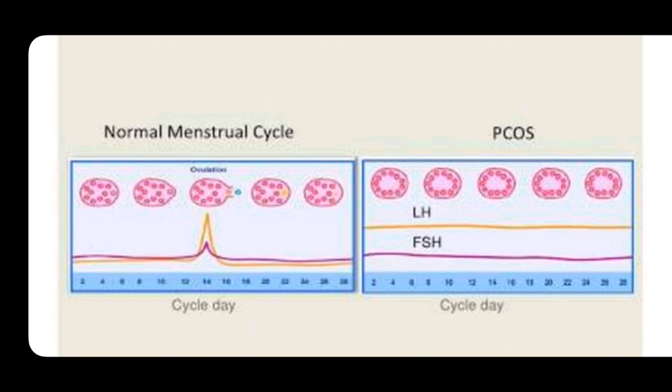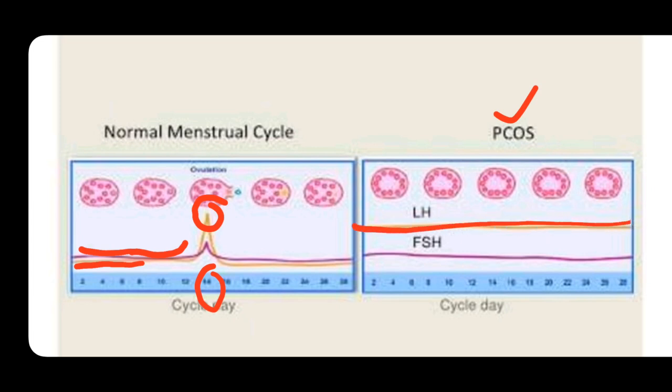In a normal menstrual cycle, we find that LH and FSH are in the normal range. Then at around 14 days, there is a luteinizing surge. LH hormone is raised. But in polycystic ovarian syndrome, LH is raised all the time, but there is no luteinizing surge. For this reason, there is no ovulation. For this reason, there is an anovulatory cycle. FSH is almost normal or low or increased.